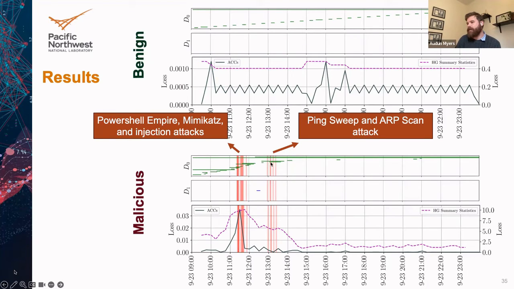We also have the hypergraph summary statistics results here. But you can see they do detect that there is an increase during this malicious activity, but it's not nearly as pronounced and sharp. So it's not as clearly interpretable of exactly the time window that the attack happened in, which is an important thing to be able to do.